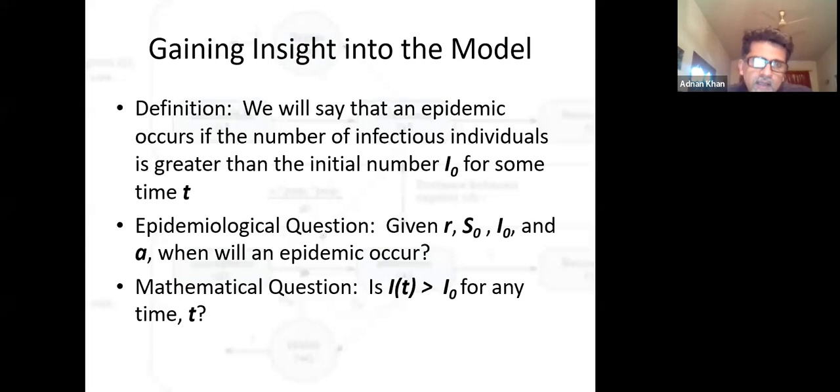So this is just what I said, that an epidemic occurs if you have some initial number of infected, I naught, and that number grows. So given some rate R, S naught and I naught, and a recovery rate A, we could ask the question, what does the SIR model say, and when will an epidemic occur? Mathematically, when is I of t greater than I naught at any time? Okay, that's what an epidemic means, that I of t is greater than the initial number of infected.